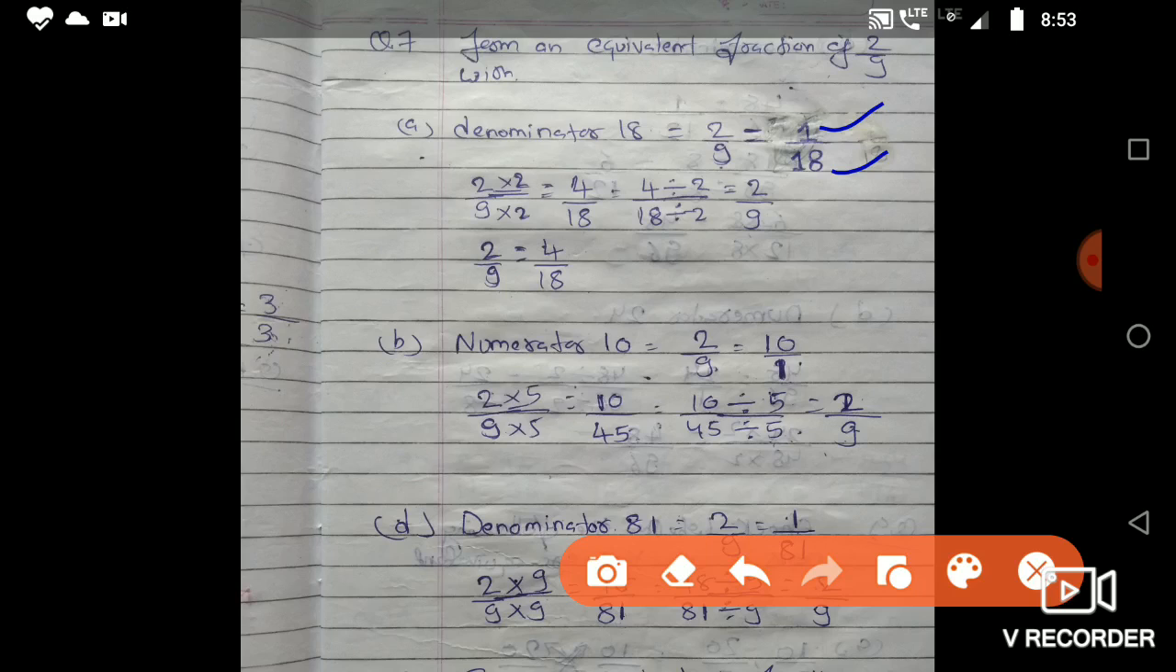Here we multiply 9 into 2, that is 18. So if we multiply the denominator by 2, in the same way we multiply the numerator by 2. Then the first fraction is 4 upon 18. Next we divide 4 by 2 and 18 by 2. Our answer is 2 upon 9. Here we compare the first answer with the other answer. Both are equal. So here we find the equivalent fraction of this particular number.